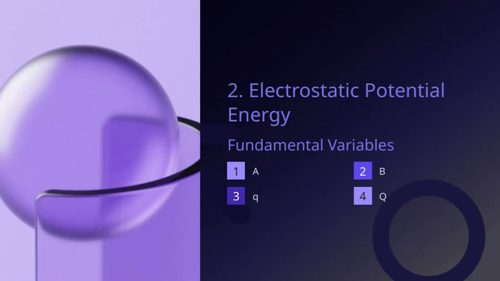Let's talk about some fundamental variables that are essential in understanding electrostatics. First, we have the electrostatic potential energy, which is a key concept. This energy represents the work needed to bring a charge from infinity to a specific point in an electric field without acceleration. It's important because it helps us understand how charges interact and the energy stored in these interactions. Think of it as the potential for work, much like gravitational potential energy, but for electric charges.